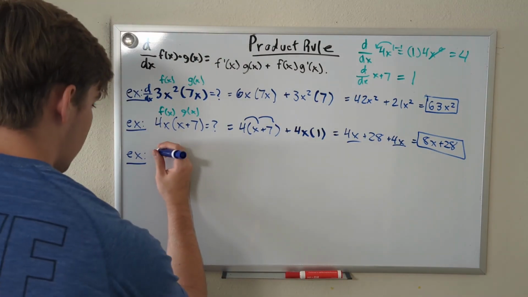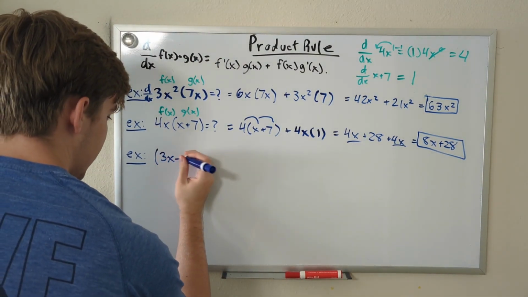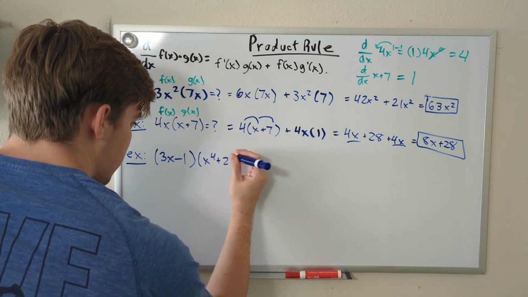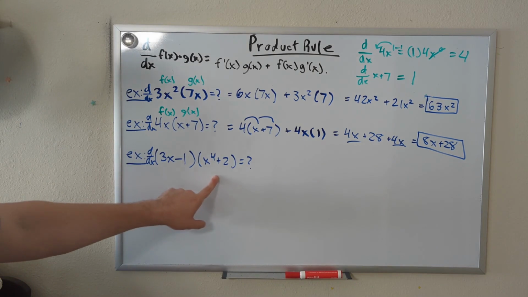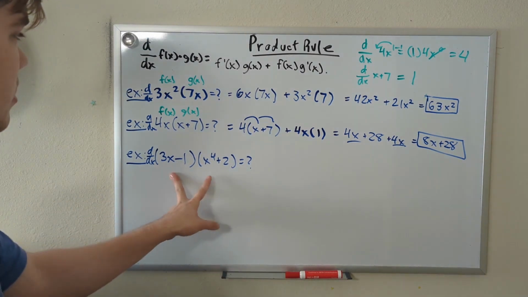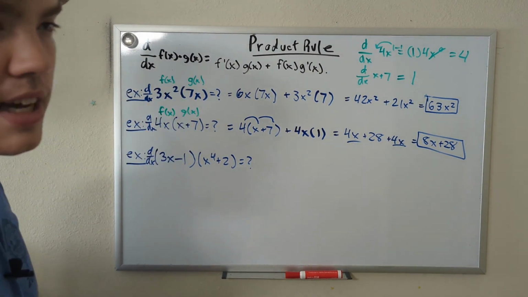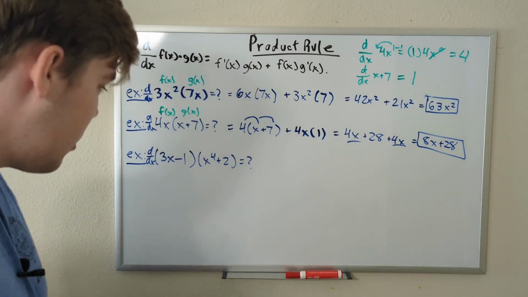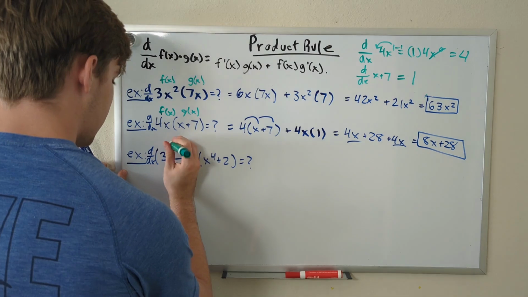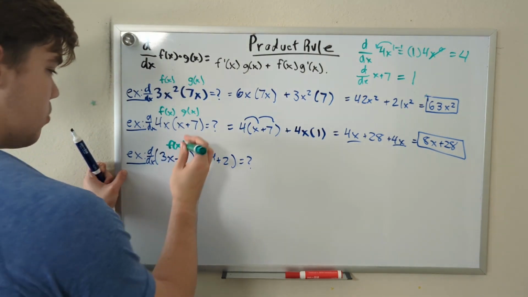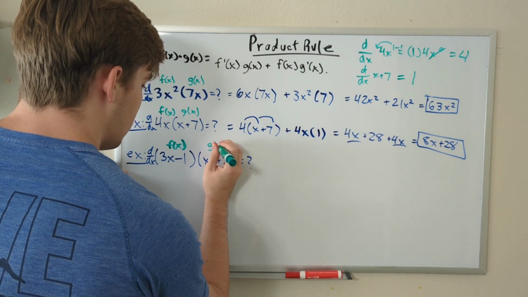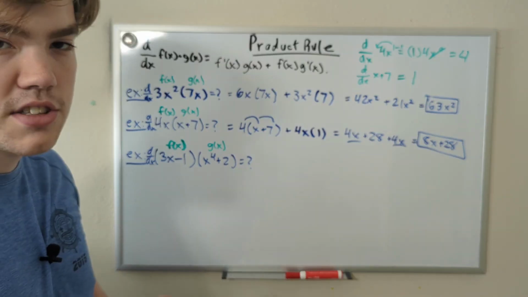Our last example is 3x minus 1 times x to the fourth plus 2. Let's find the derivative of this. And as you can see, we have two different functions being multiplied by each other. So once again, we do need to apply the product rule. So first, let's establish what f of x and g of x are. Once again, we'll just use the first function as f of x. So 3x minus 1 will be our f of x, and x to the fourth plus 2 will be our g of x. Now let's use our product rule.